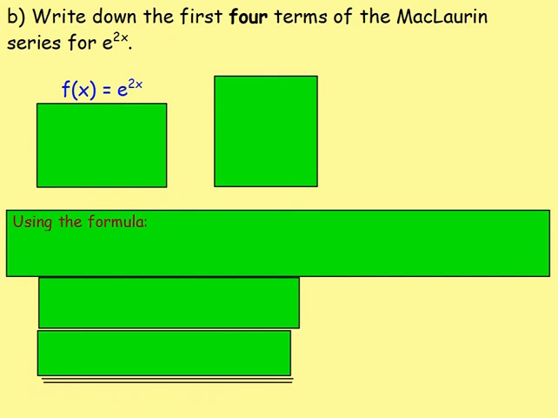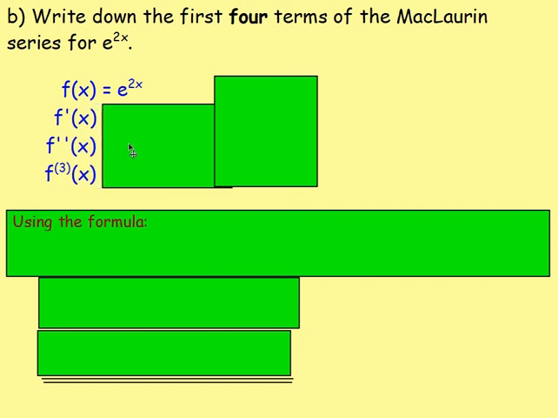Part B, write down the first 4 terms of the Maclaurin series for e to the power of 2x. Well, doing this, if you're wanting to get the first 4 terms, you're going to have to differentiate. So work out the first derivative, the second derivative, the third derivative. We're wanting the first 4 terms, so the fourth term will be really your third derivative. We've got the first term here, then we'd have the second, then the third, then the fourth.